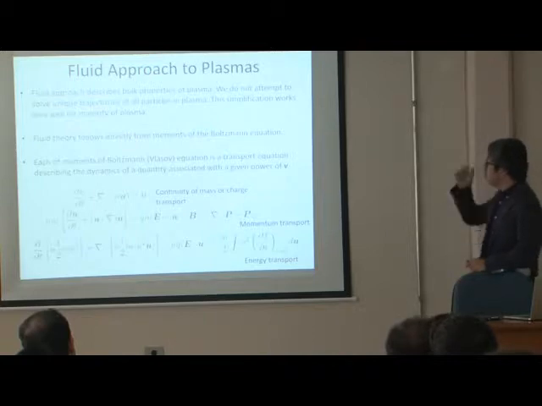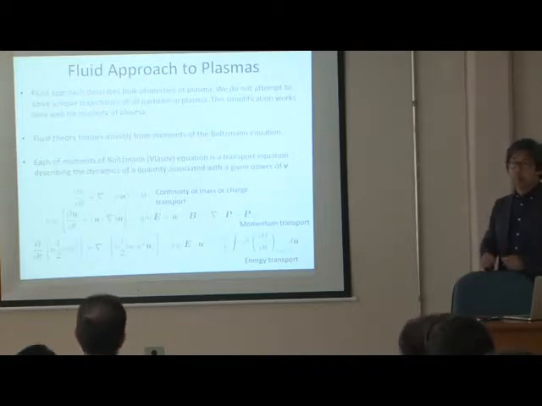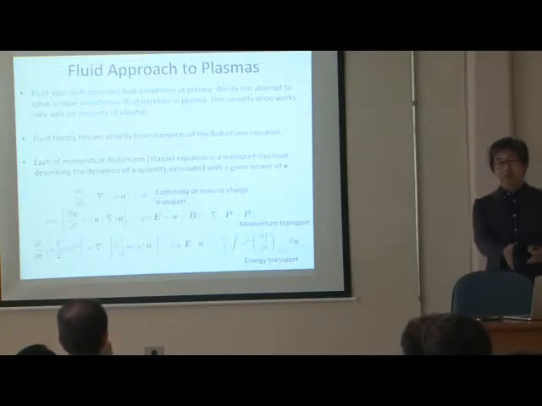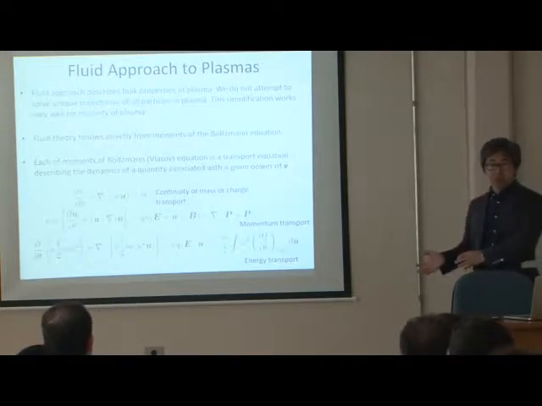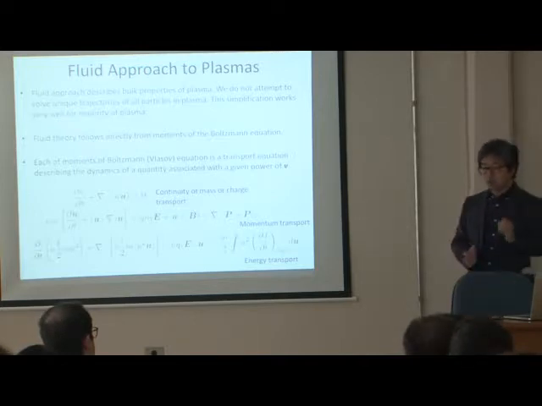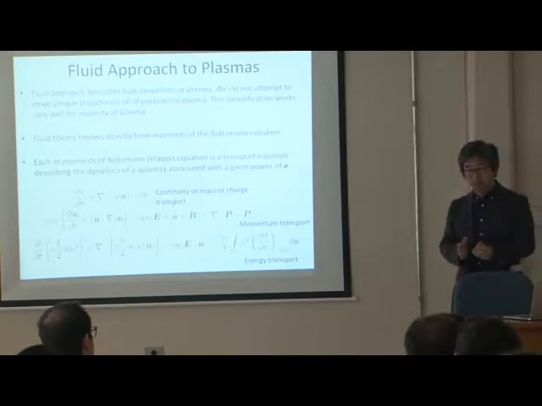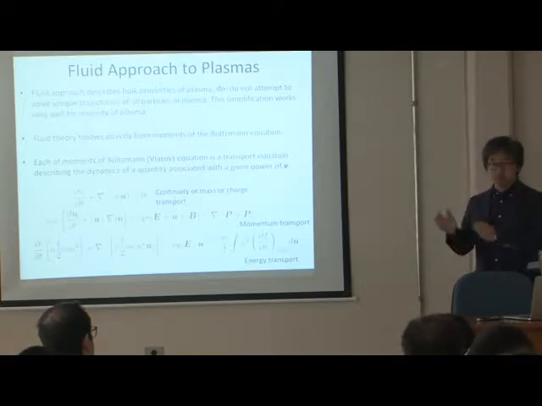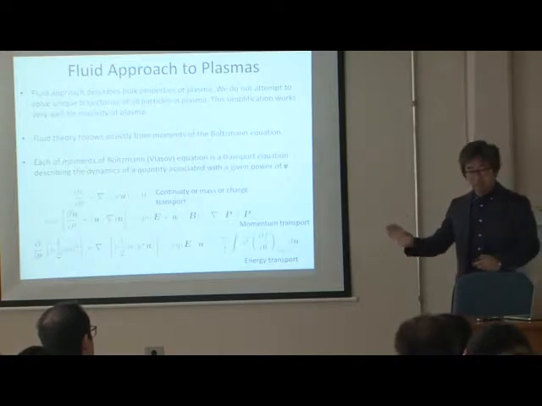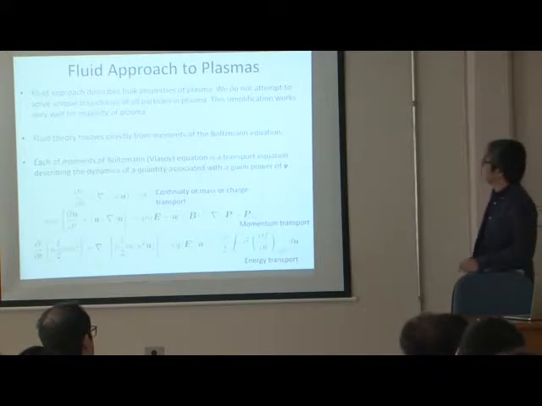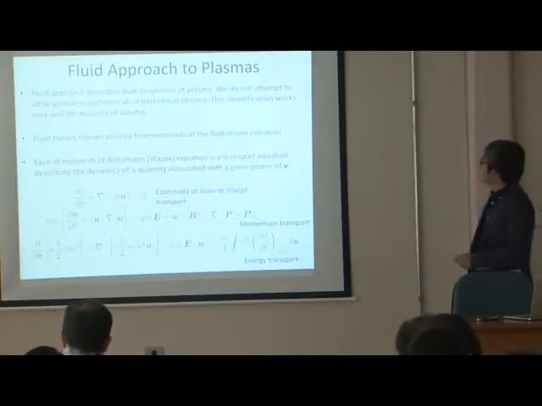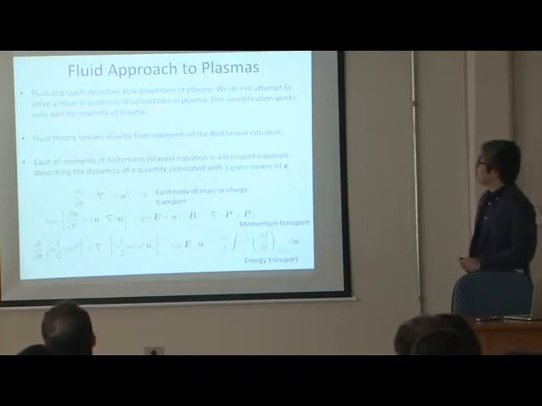The fluid approach describes the bulk property of the plasma. Of course, with plasma we are thinking about microscopic processes up to macroscopic processes. For the microscopic process, we can think about ions moving with electrons, and this collective behavior is described by the Boltzmann equation. Then we think about the fluid, which is the most large-scale macroscopic behavior, the bulk property. So we do not attempt to solve for the unique trajectory of all particles in the plasma. This simplification works very well in the majority of plasmas, especially in astrophysics.